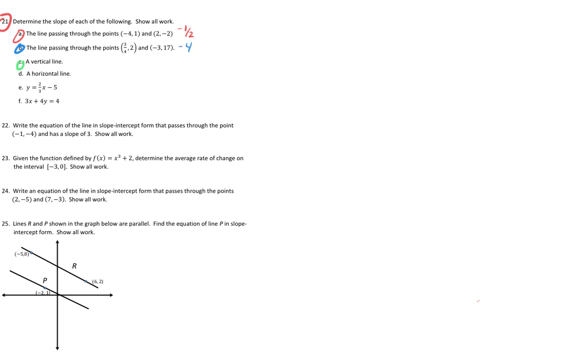Part C, a vertical line. So let's remember the vertical line looks something like this. So we have a rise, but no run. And we consider that undefined.